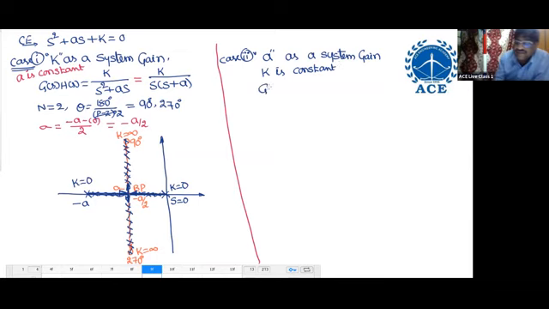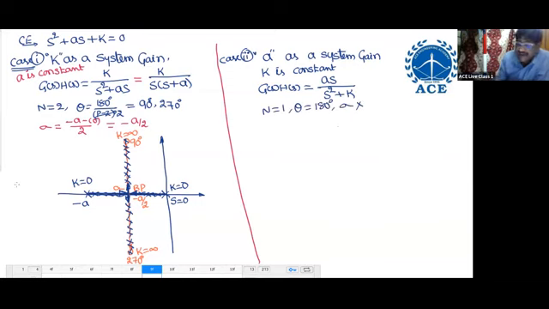So A as a system gain. That means G of S, H of S equal to AS by (S square plus K). This concept is very important because many times in the exam the characteristic equation is given, and sometimes GH is not in the standard form. You should know how to adjust it into standard form. Now, number of asymptotes is 1. Angle of asymptote is 180. Centroid is not required.